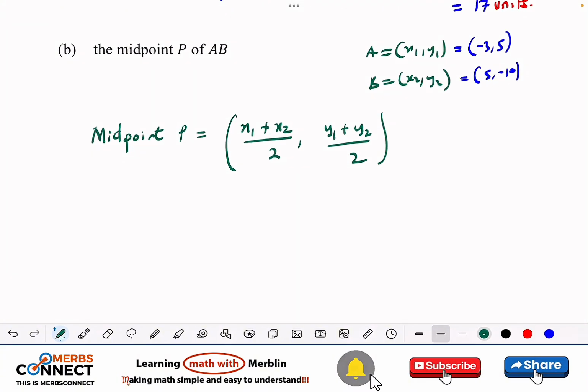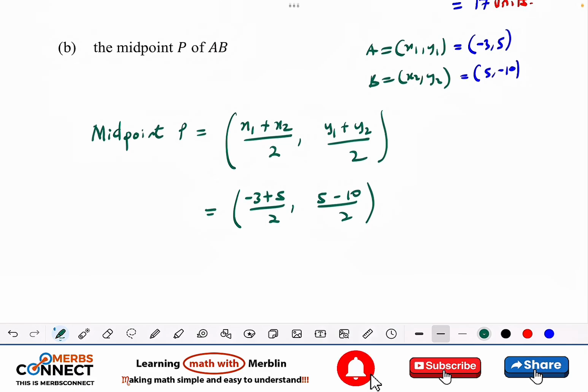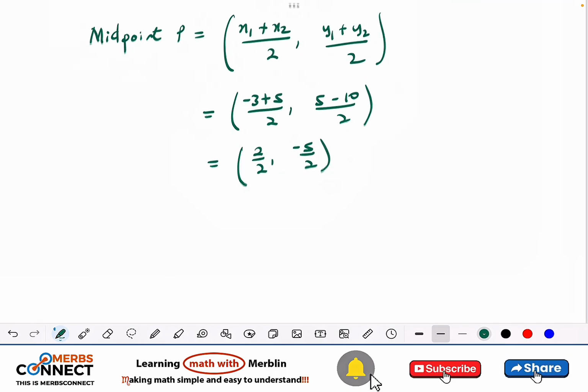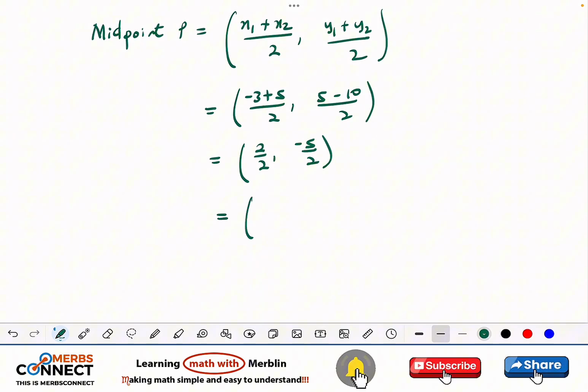Now we know x1, so let's just put them in. (-3 + 5)/2, and then (5 - 10)/2. So guess what we are going to get? Let's do simplification. This is going to give us 2/2, and this is -5/2, and we are going to have something like 1 and -5/2.